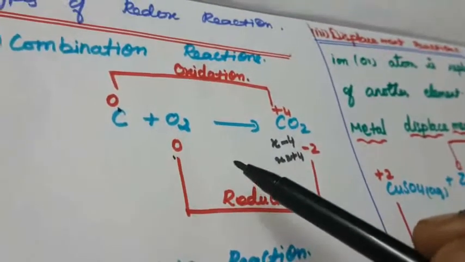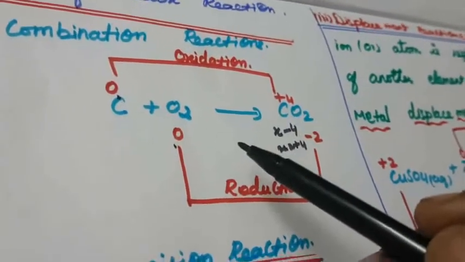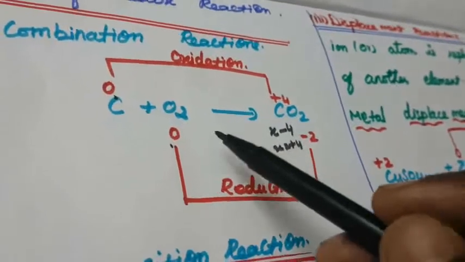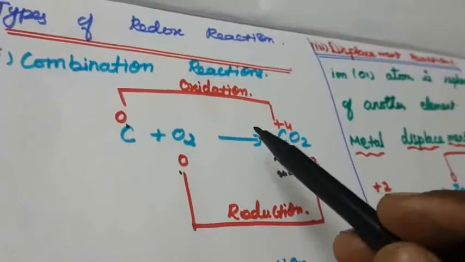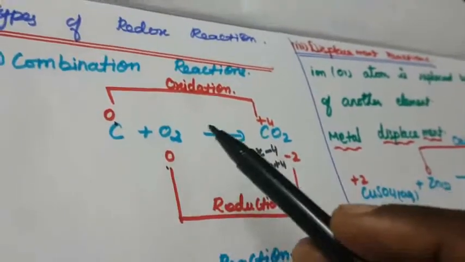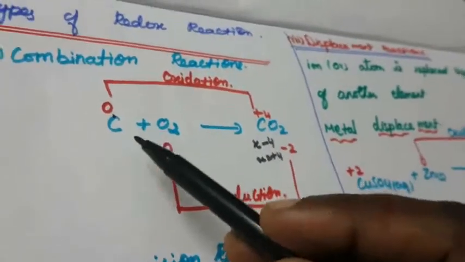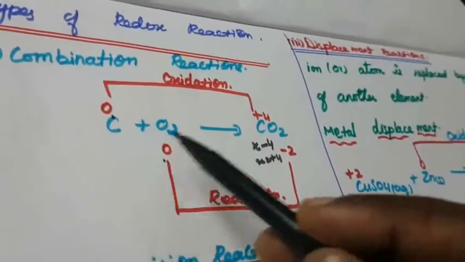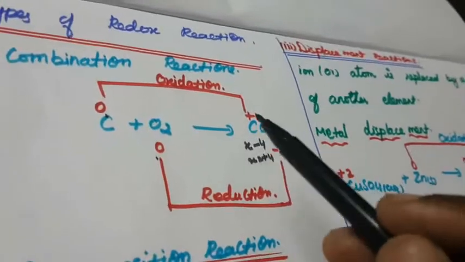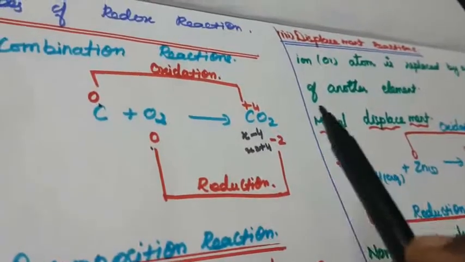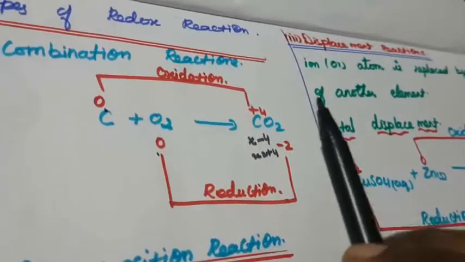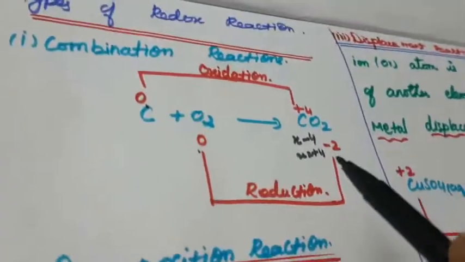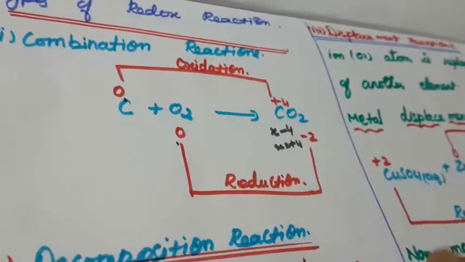This question was asked in last year's board exam. Previous year board exam: what is meant by combination reaction? That is important. Two substances combine to form a single compound, and that is called a combination reaction. Everyone, you can write the example, because only with the example can you write the types. Okay, so this is the first one.